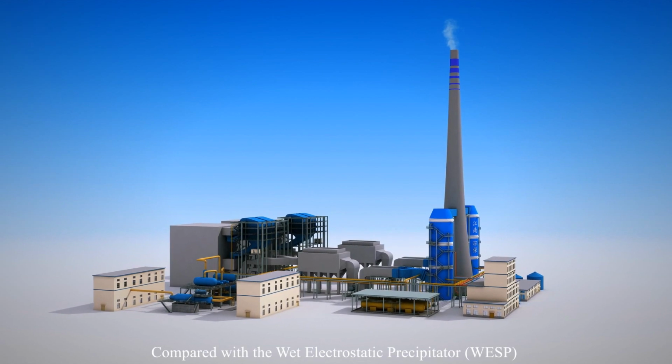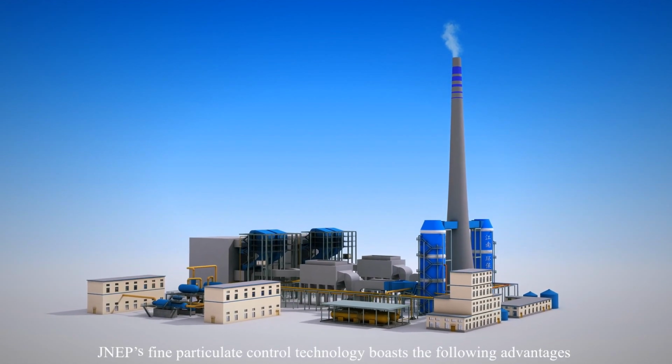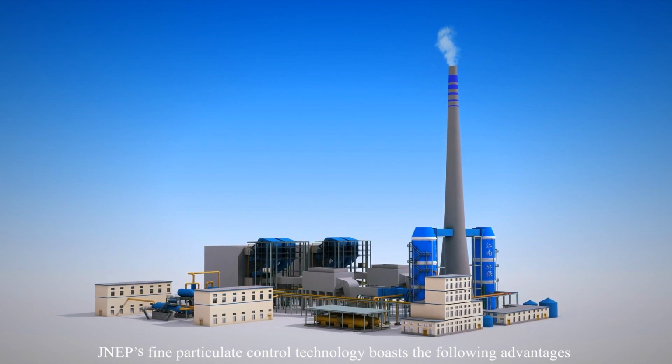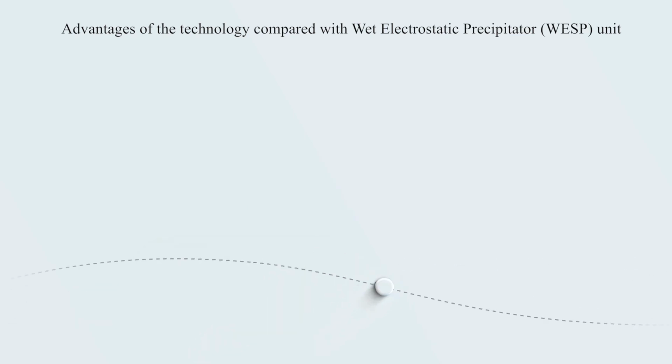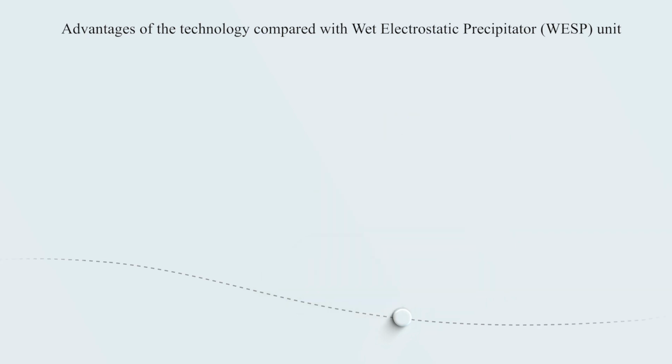Compared with the wet electrostatic precipitator, WESP, JNEP's fine particulate control technology boasts the following advantages. The footprint of the system is smaller and retrofit can be done on the existing FGD unit. The fine particulate control unit is simpler and reliable and requires less maintenance work. It can be installed on the existing absorber.